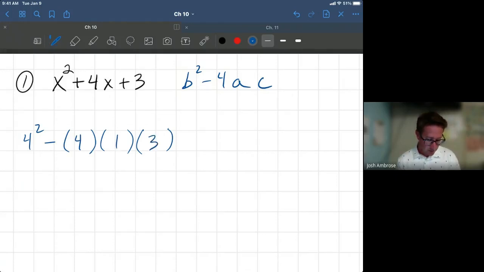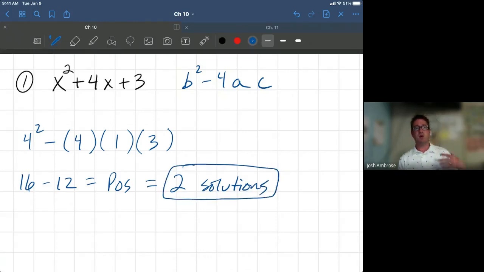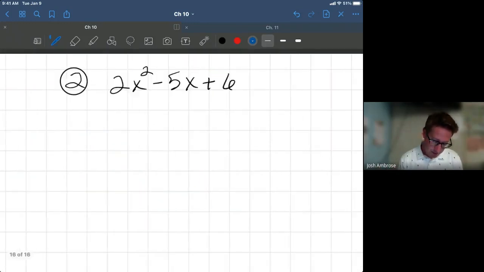All right, so if we are plugging this in, we have 16, and then 4 times 1 is 4, times 3 is 12. So that's going to be minus 12 equals a positive number, which equals 2 solutions. All right, that is what I'm talking about when I mean once you get close enough in this problem, you can easily determine if it's a positive answer, a negative answer, or 0 as your answer. Okay, all right, number 2.